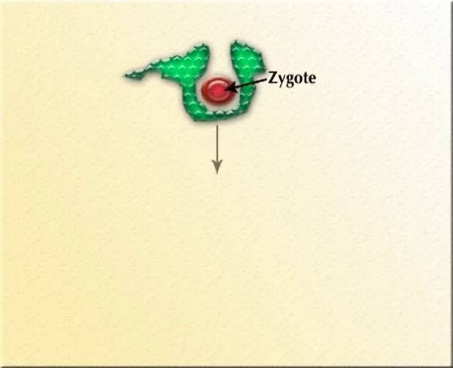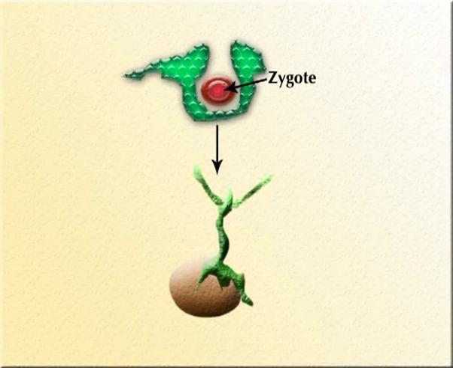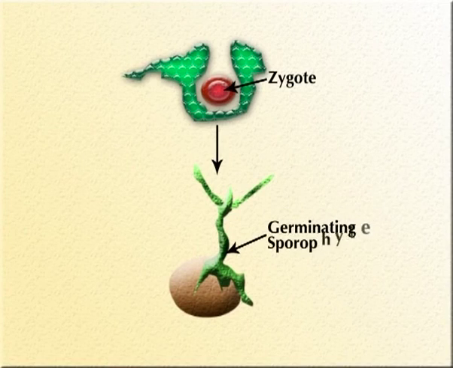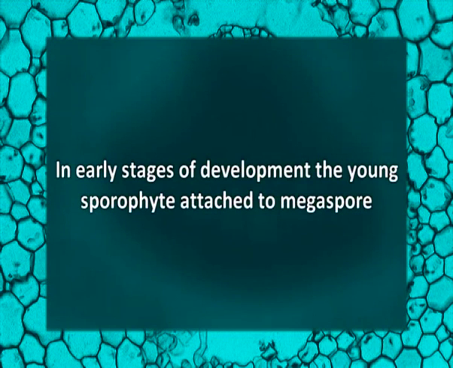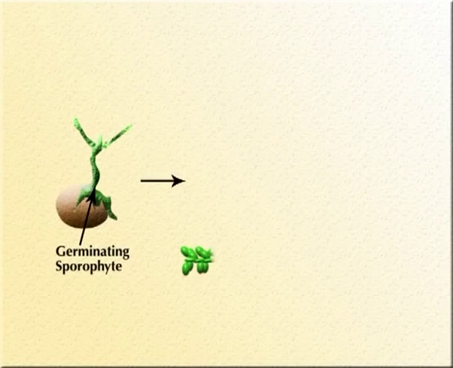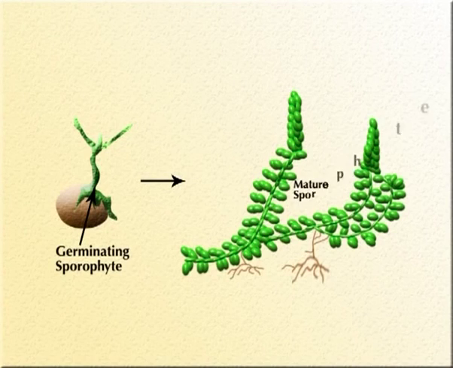The sporangium is shed after the development of the root and a primary shoot of the new sporophyte. This feature is of considerable importance from the point of view of the seed habit because when the megaspore with the young sporophyte is shed, it has all the typical characters of a seed. In early stages of development, the young sporophyte is attached to the megaspore and derives its food from the female gametophyte with the help of its foot. But after the establishment of the root and the stem, the sporophyte becomes independent.